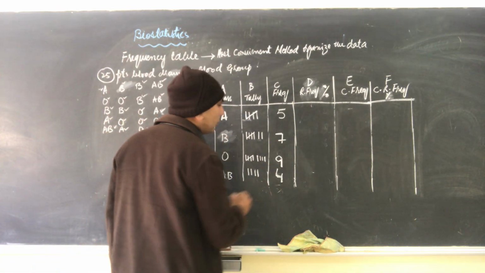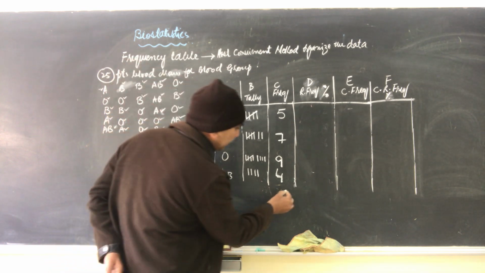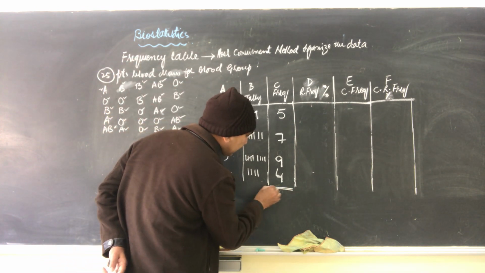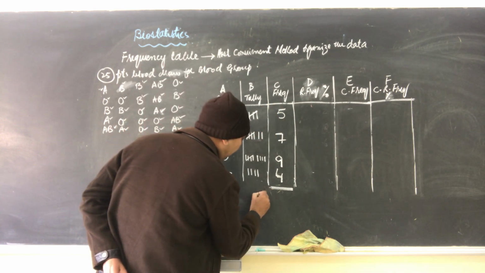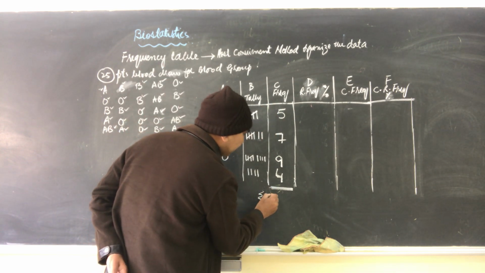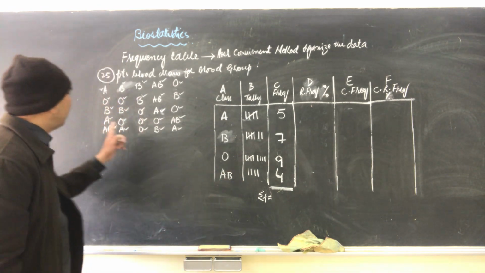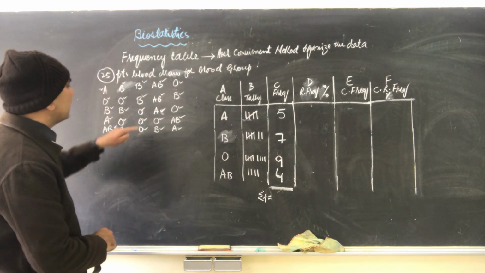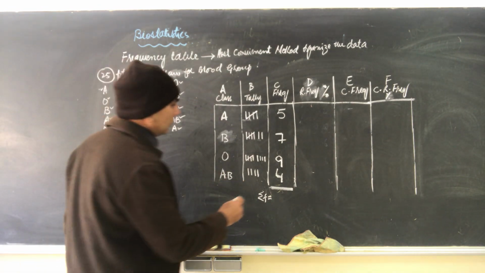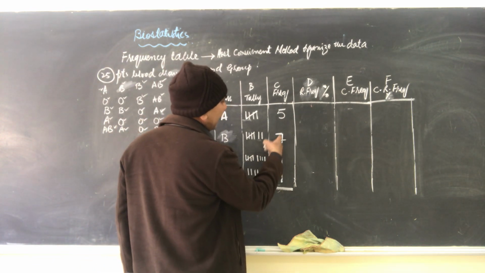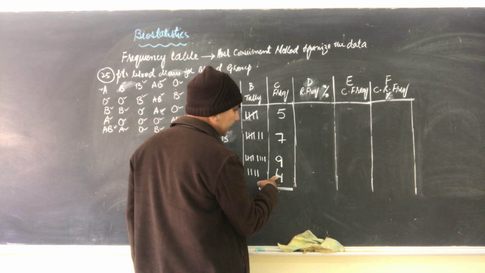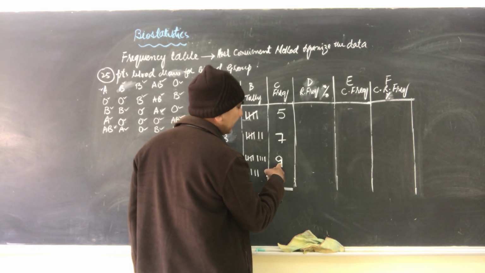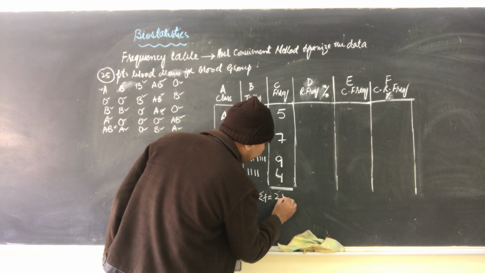Now we will sum it up. In the frequency you should memorize it: keep in mind that the sum of the frequency should be equal to your sample size. This is the sample size of 25 patients. So now 7 plus 5 is 12, 12 plus 4 is 16, and 16 plus 9 is 25.